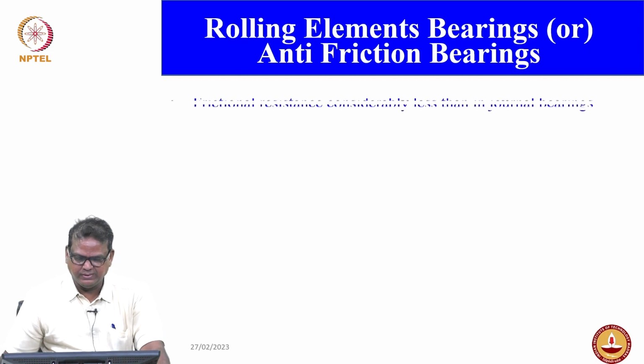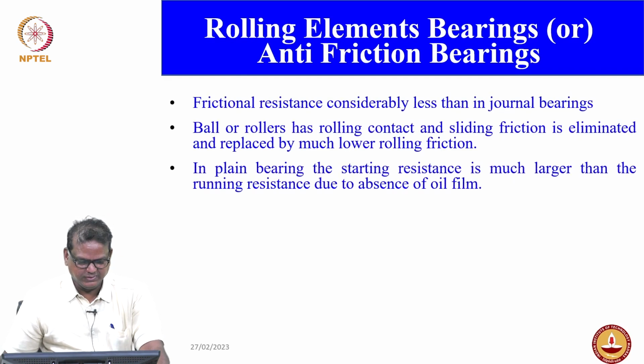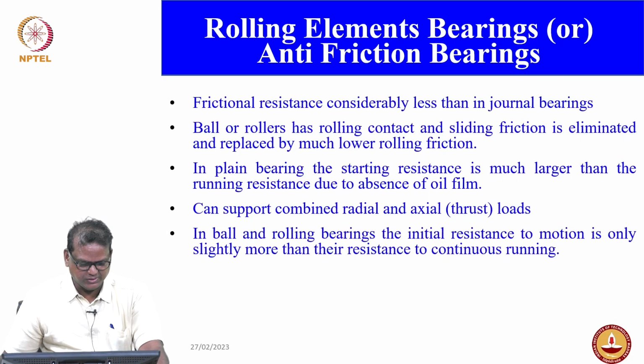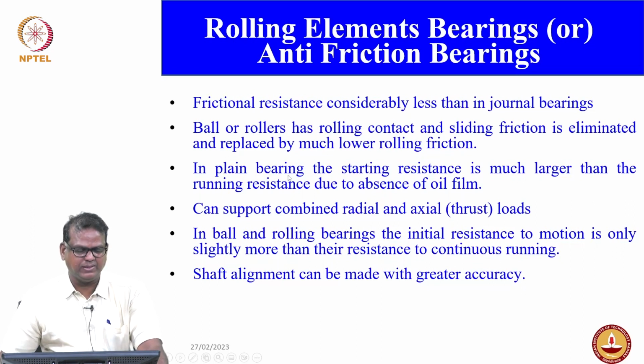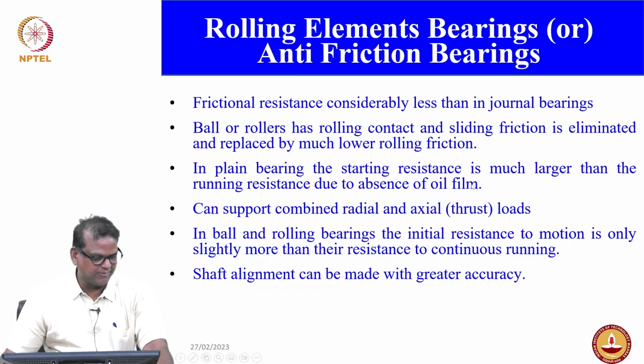And this is anti-friction bearing, okay. These are again information talking about various aspects. Friction resistance is considerably less than in journal bearing. Balls or rollers make rolling contact, and sliding friction is eliminated and replaced by much lower friction. In plain bearing, when you say plain bearing, it is called journal bearing, the starting resistance is much larger than the running resistance due to absence of oil film. Already I have explained that.